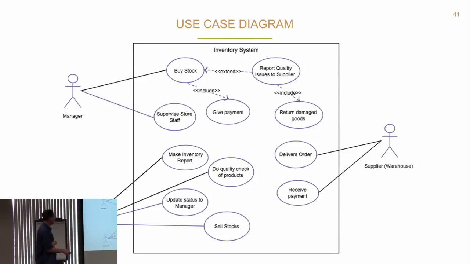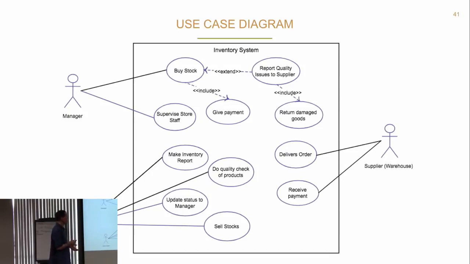Okay? This box around here is called a system boundary. It's where all these use cases play into. We call it the inventory system in this example. So what we're modeling here is the use cases that make up an inventory system.